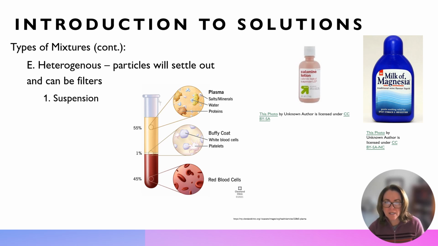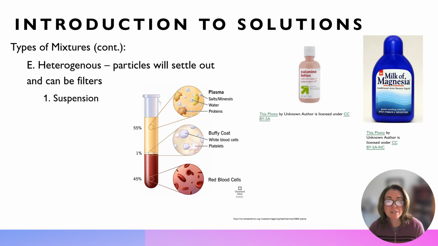All right, and our last type of mixtures would be heterogeneous mixtures. These are mixtures that are not uniform, and the particles will tend to settle out, and they can be filtered. So a suspension is an example of a heterogeneous mixture, things like calamine lotion or milk of magnesia. If you look at the bottles on these, it'll tell you to shake well before using. And that's because the particles will have settled out over time, and so you want to make sure that it's well mixed, so you've got a relatively even distribution of the compounds that you want.